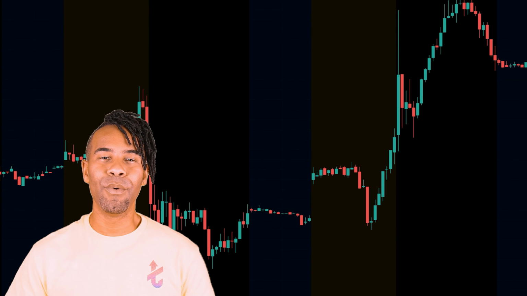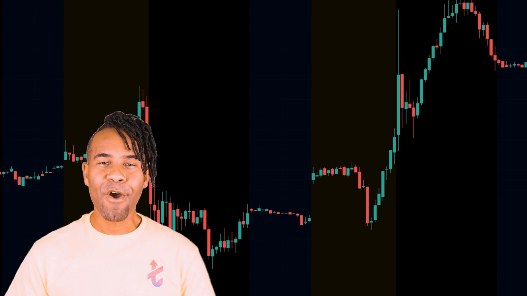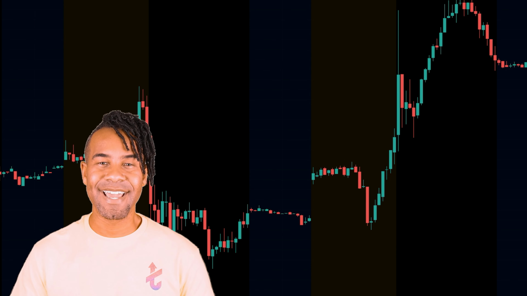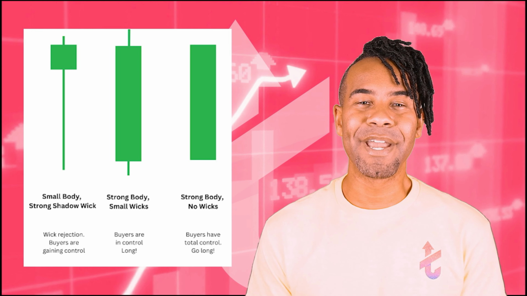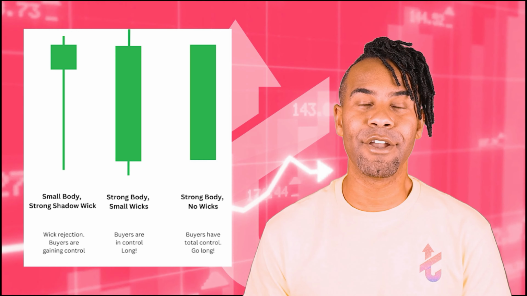They rejected the low and pushed the market higher. We call this a wick rejection, and it reveals that a price increase is imminent. Generally speaking, the bigger the bullish body and the smaller the shadow, the more control buyers have. A bearish pin bar appears at the top of an uptrend and signals a potential bearish reversal.